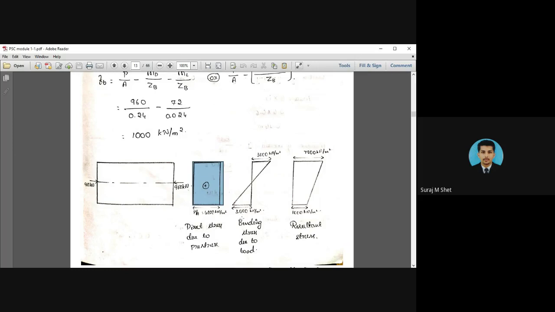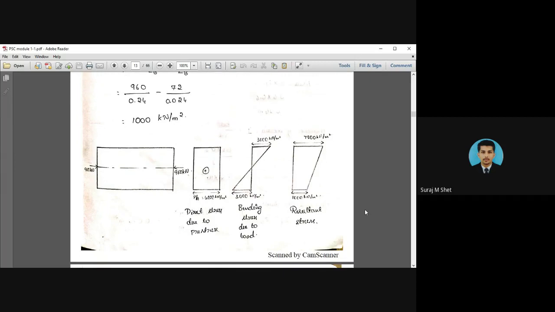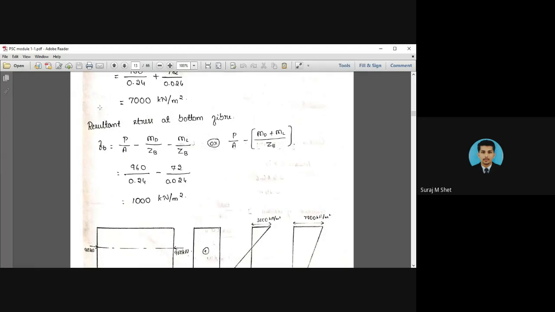And this is the bending stress due to live load. Whatever live load is given, the dead load is included. So from the top fiber you got 3000, and from the bottom fiber you got 3000. This is the value of bending stress at the top and bottom of the beam. So this is the resultant. The resultant at the top is 7000 and the resultant at the bottom is 1000. So both signs are positive.